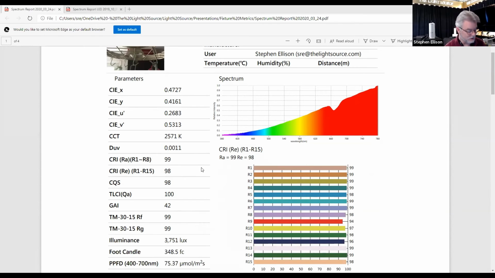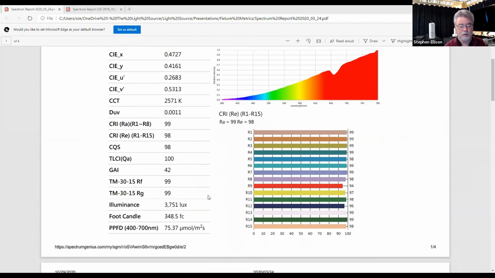TLCI, I'm going to just tell you what that is. That's the Television Lighting Consistency Index. Not very important to us because we're not doing a lot of television, but if you care, that's what it is. The gamut area index is useless to us, so we don't need to worry about that. The GAI, it's just that this meter can do a lot of stuff. The RF and the RG are 99, which puts it pretty much straight up, which you would expect.